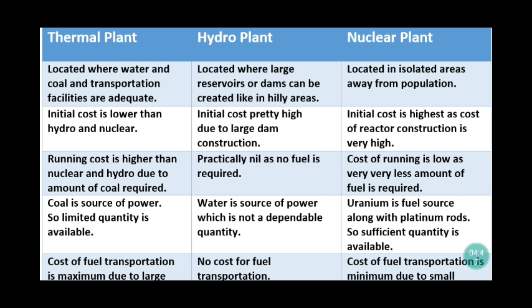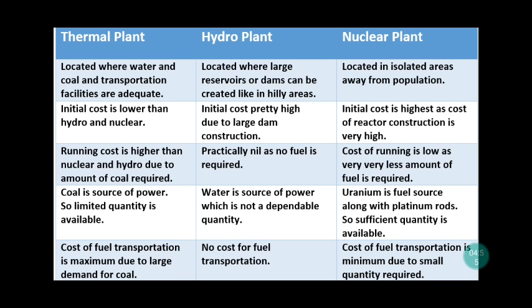Okay, next comparison is cost of fuel transportation, which is maximum in thermal power plant due to the large demand for coal. Coal has a large demand in India. Remember, in India the maximum energy is generated by thermal plants. So there is a huge demand for coal, and we have to bring this coal from the coal mines. So the cost of fuel transportation is maximum.